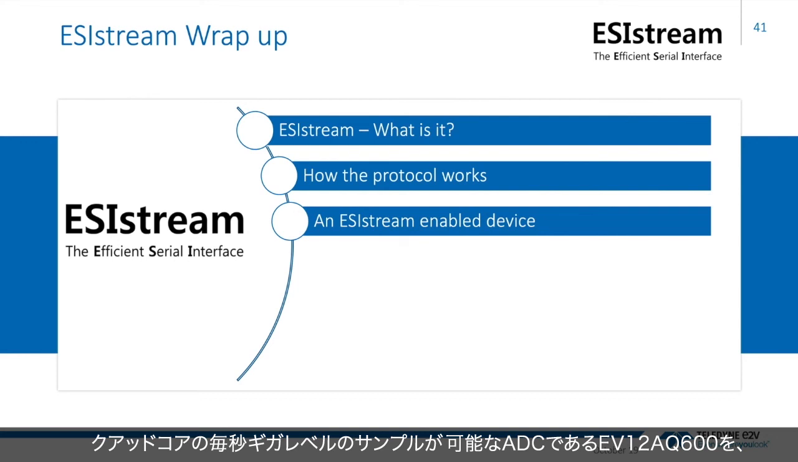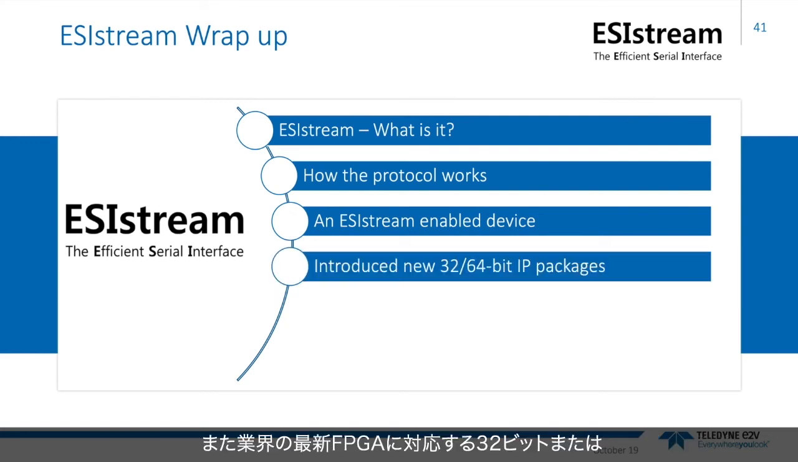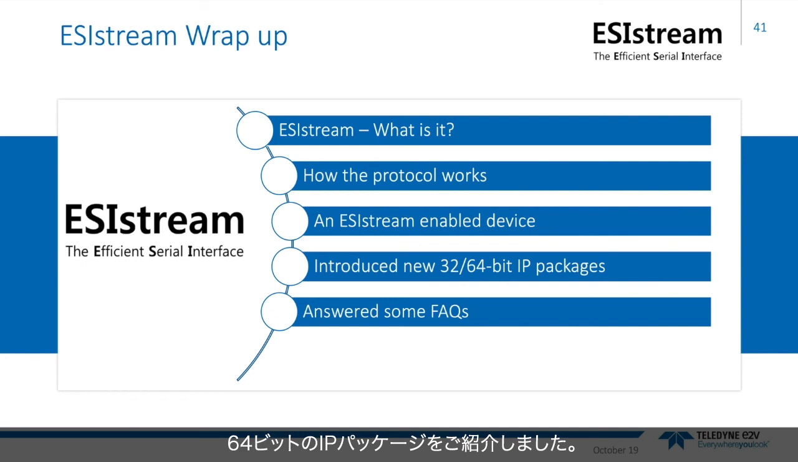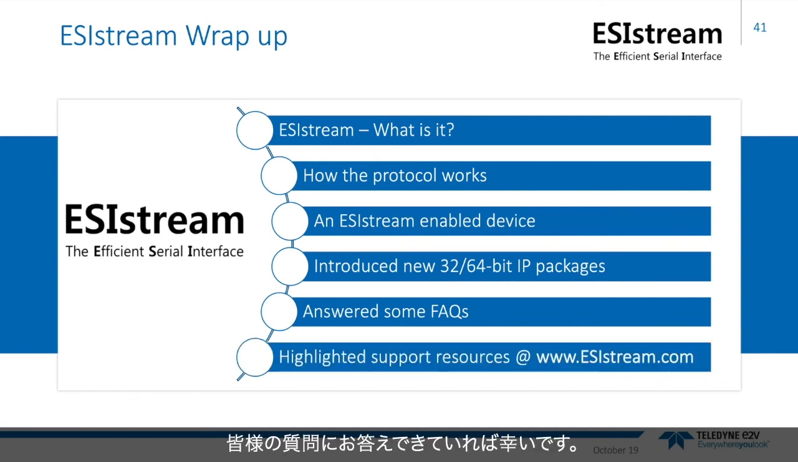This is the EV12AQ600, a quad gigasample per second ADC. We've also introduced the new 32 and 64-bit IP packages designed for the latest industry FPGAs. Hopefully we've answered some of your important frequently asked questions. And finally, we've highlighted the support resources available from Teledyne E2V, most notable of which is the website to be found at www.esistream.com.